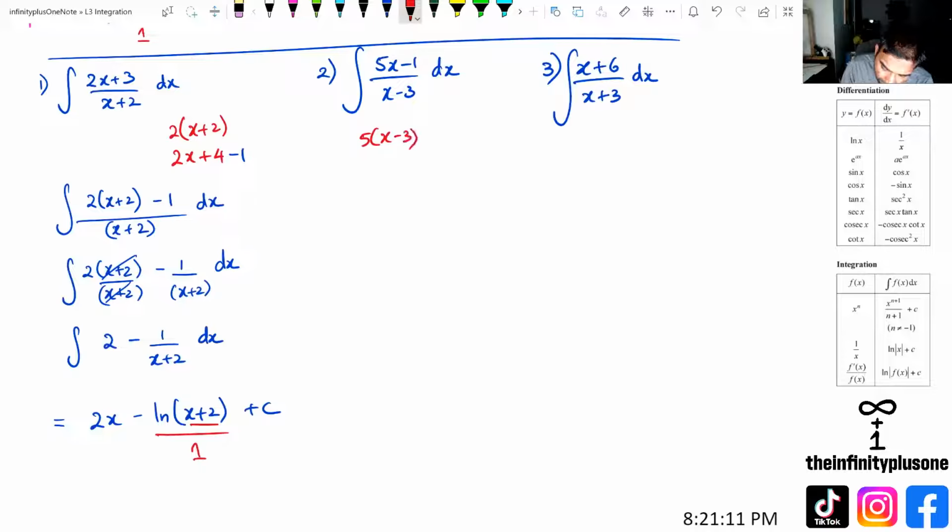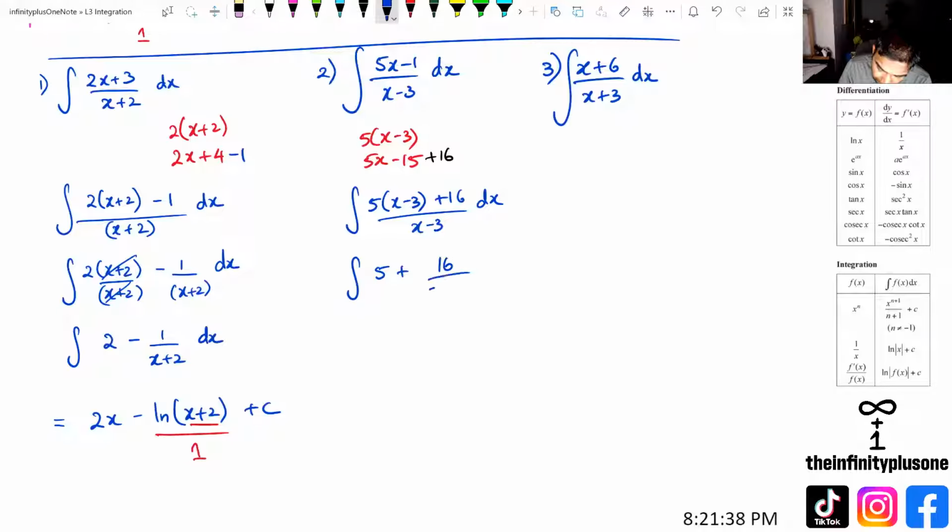If I do that, I'm going to get 5x minus 15. But what I really want is 5x minus 1. So that means I would need to add 16. And so when I do this, I am going to get (5x minus 3 plus 16) over (x minus 3) dx, which means I'm going to get the integral of 5 plus 16 over (x minus 3) dx, which is then equal to 5x plus 16 ln of x minus 3 plus c.